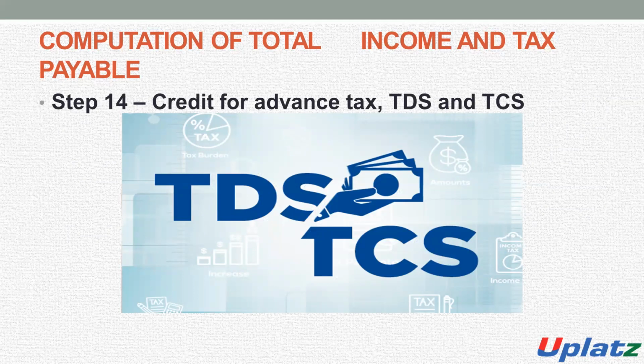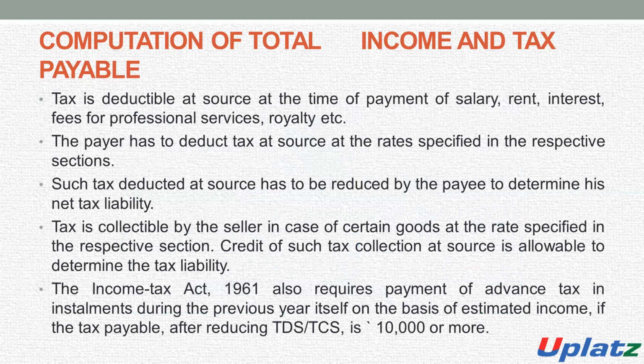Step number 14. Credit for advance tax, TDS and TCS. Means if any advance tax is already paid by the assessee, or there is any TDS or any TCS which is already deposited to the government, then the assessee will take the credit of these amounts when he makes the payment of tax. Means the payment of tax will be reduced by advance tax, TDS or TCS.